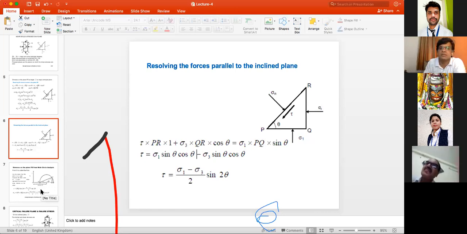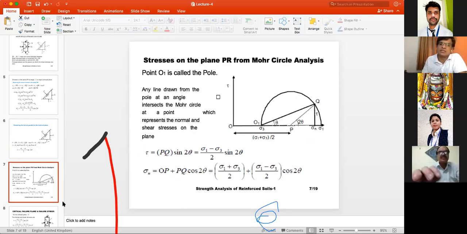And from the Mohr circle, let us study how to find out the shear strength parameters. Here I have drawn the Mohr circle. On the x-axis I have taken the normal stress, and on the y-axis the shear stress, tau.